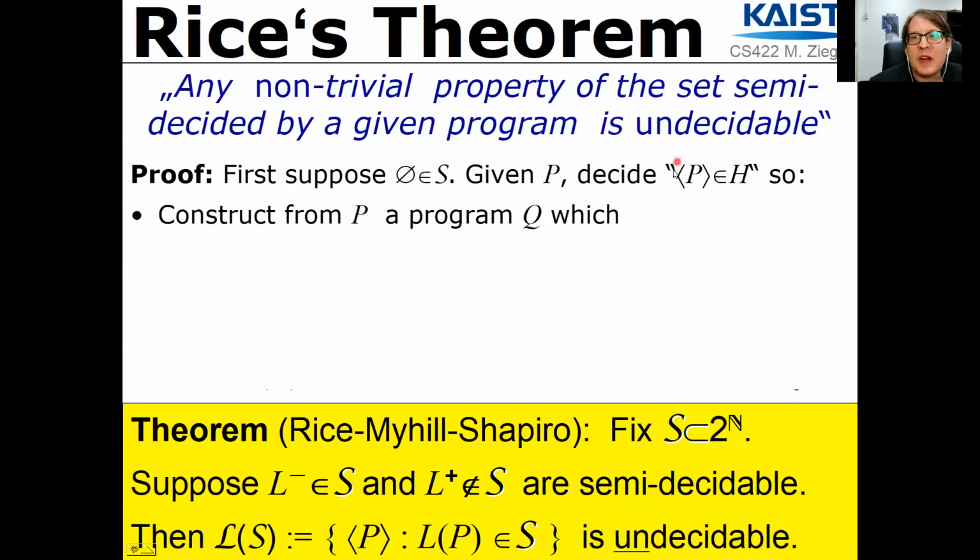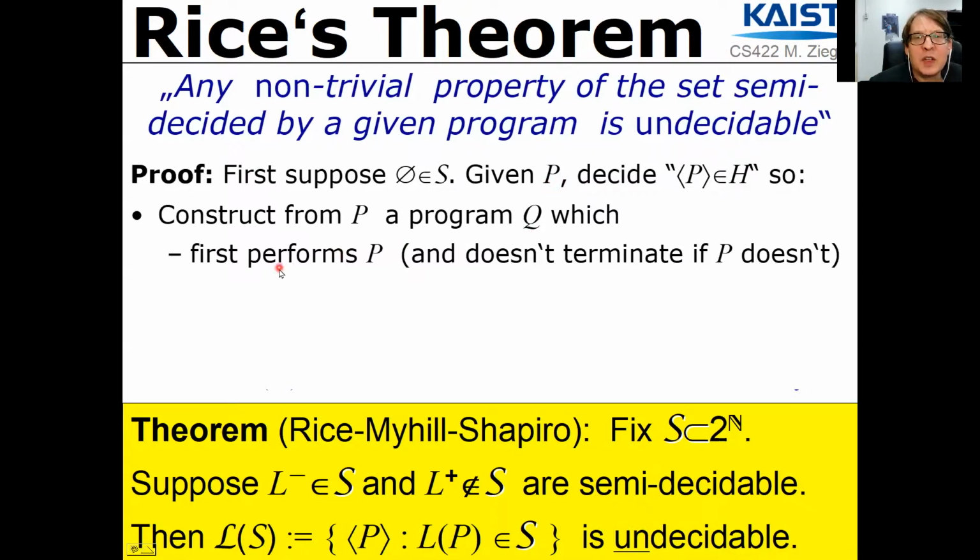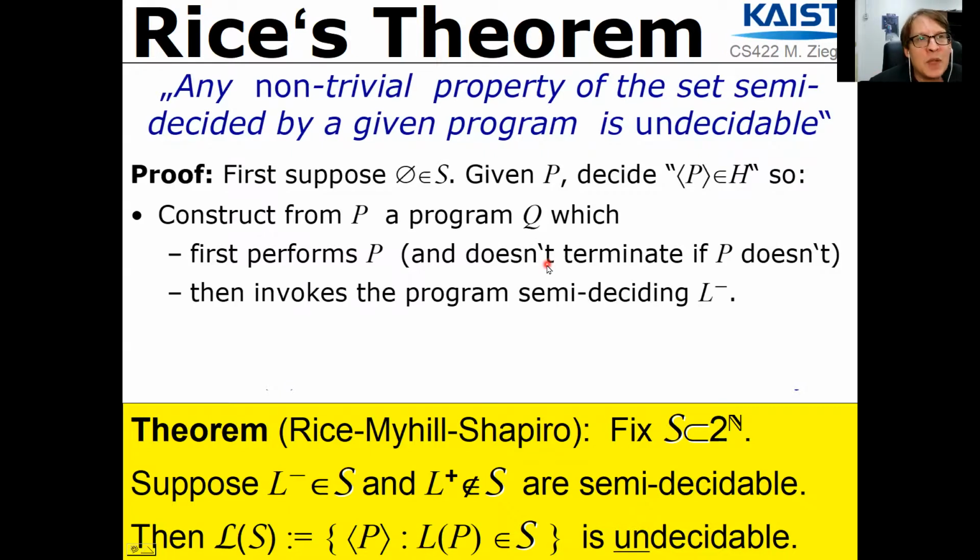Namely, we convert the given program P into another program Q with the following behavior. Q first executes, simulates P, and in particular, if P doesn't terminate, then neither does Q. But if P does terminate, then after having done so, Q will move on to invoke the program that semi-decides L. Remember L minus is a subset of natural numbers which does not belong to S here.